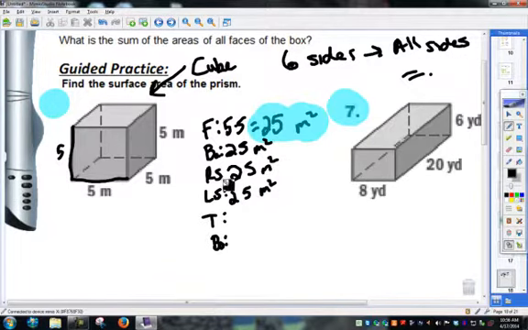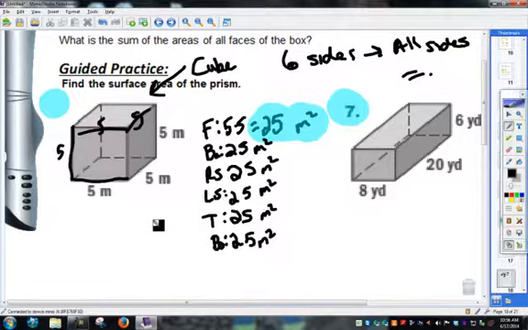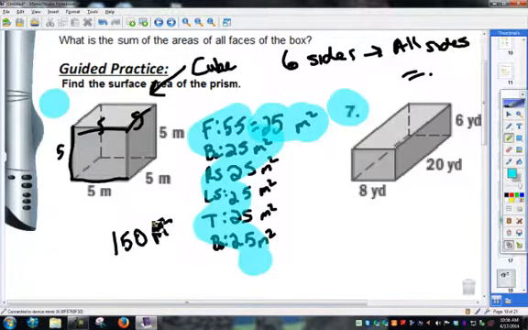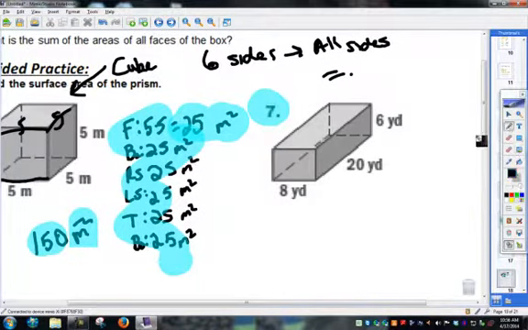All the squares are 5 by 5. No matter where you look, you can look at the top. It's a 5 by 5. Okay? So they're all 25 meters squared. You find the area to be 25 times 6 is 150 meters squared. Okay? I would still need to see this work. Right there, answer, units.